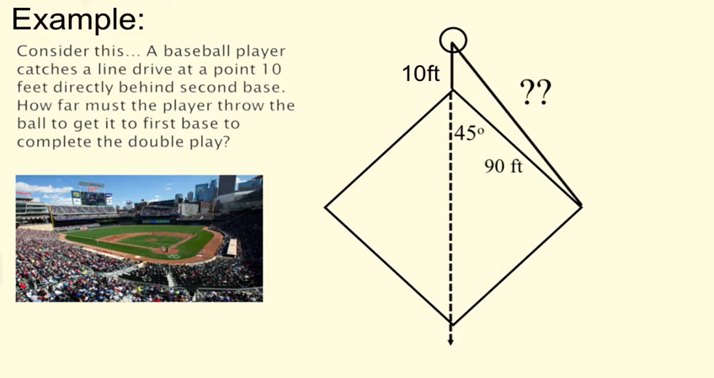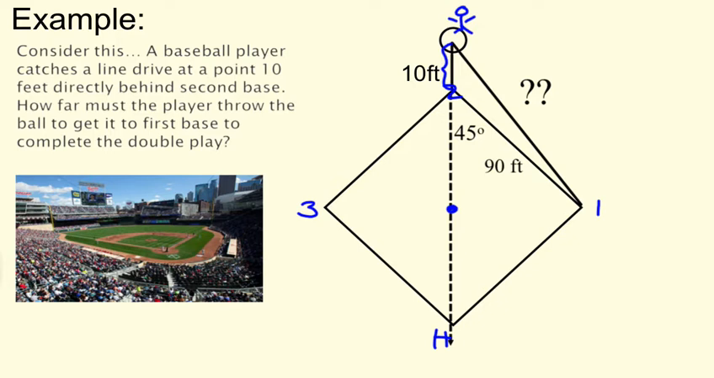second base. So if you imagine this is home base, this is first base, this is second base, and then third. And then here's your pitcher out here. What we have is 10 feet from second base, and here is your baseball player. How far must the player throw the ball to get it to first base?